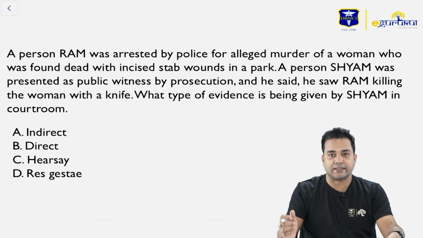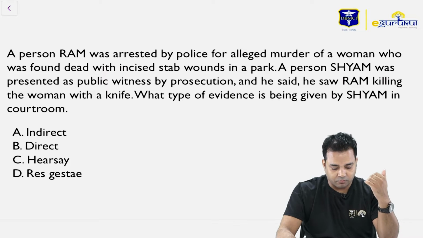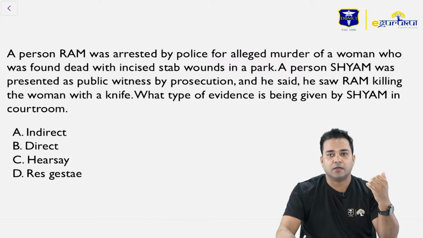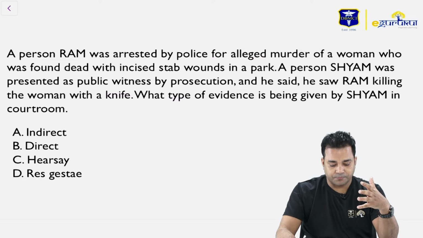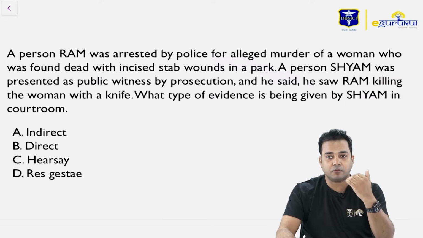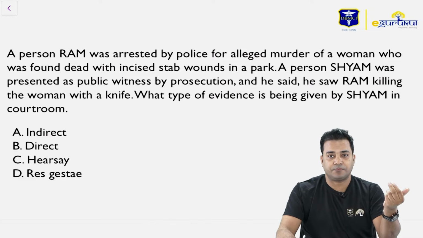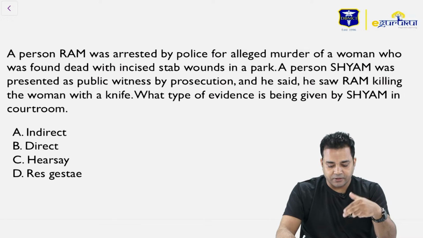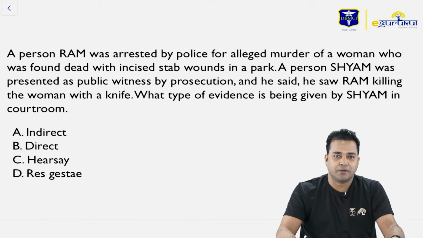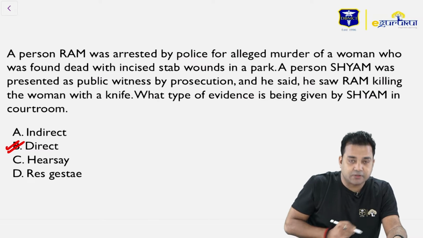Asked in one of the recent exams. A person Ram was arrested by police for alleged murder of a woman who was found dead with incised stab wound in a park. Another person, Shyam, was presented as public witness by prosecution. Prosecution tries to give justice to the victim. Who is the victim here? The female whose death has occurred. This witness, Shyam, says in the courtroom that he saw Ram killing the woman with a knife. What type of evidence is being given by the witness, Shyam, in courtroom? The correct answer goes with, yes, this is what is direct evidence for us.